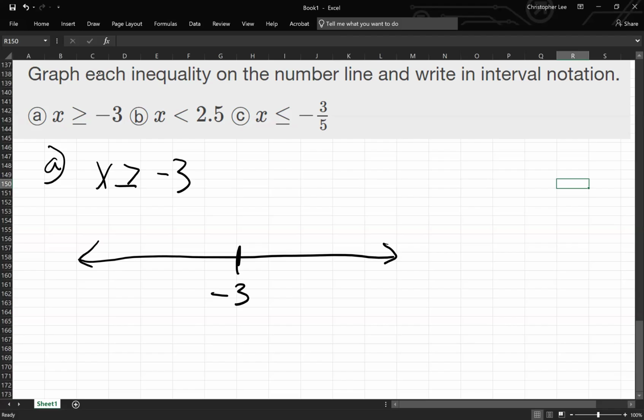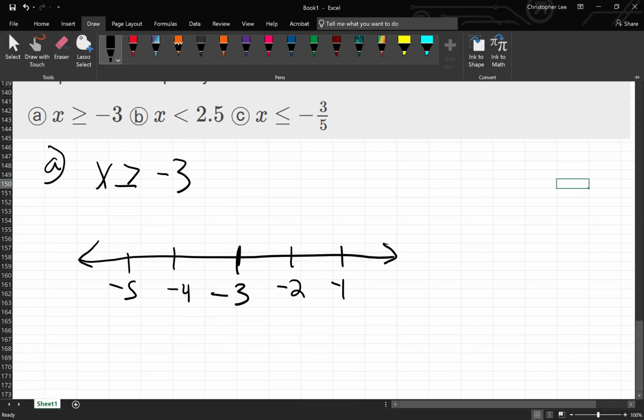It doesn't have to be that many. I could do two more numbers. So -2, -1, those are bigger than -3. And then to the left, I have -4 and then -5. Simple. Nothing special about that. Let me get another color.